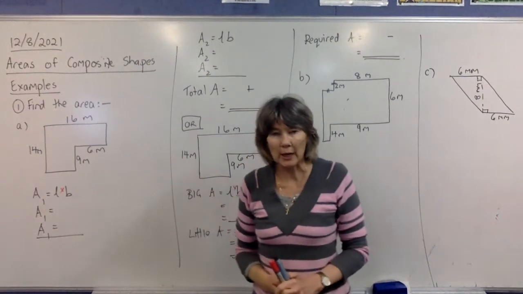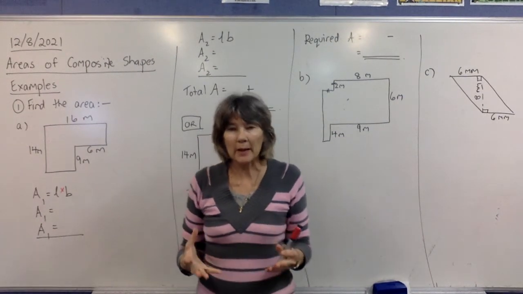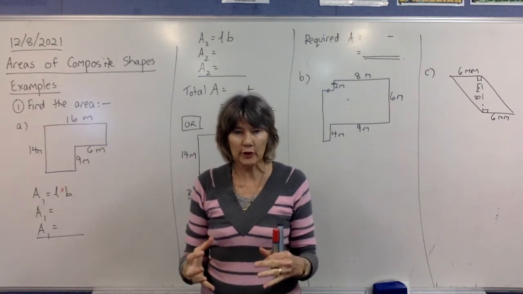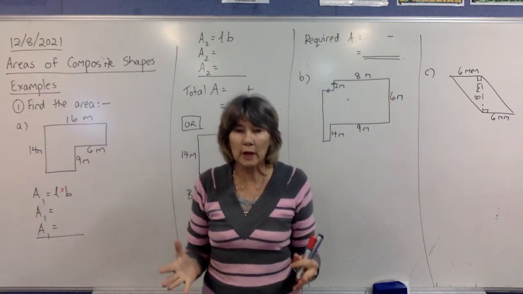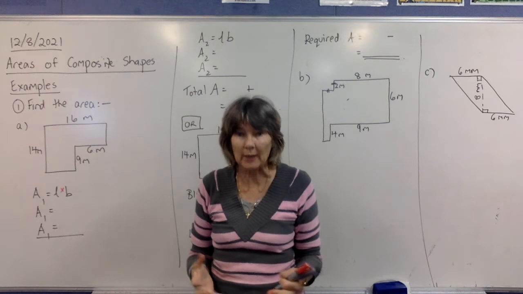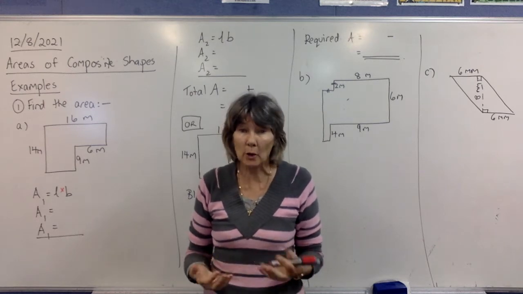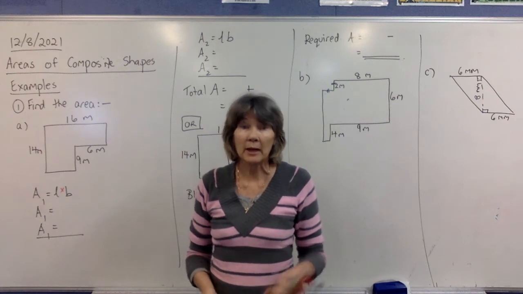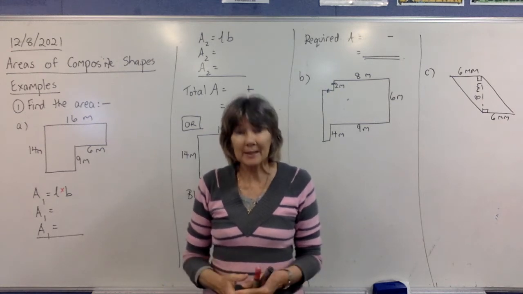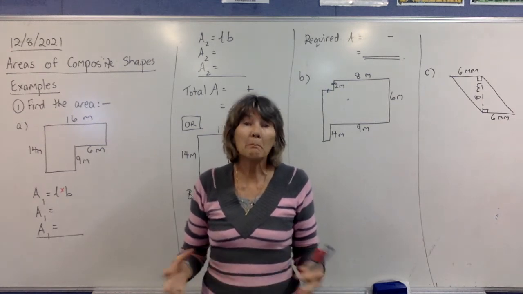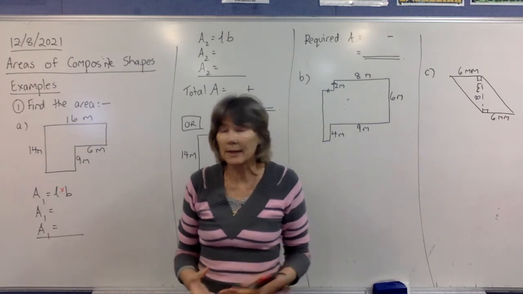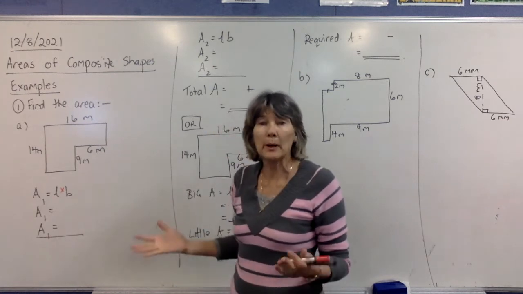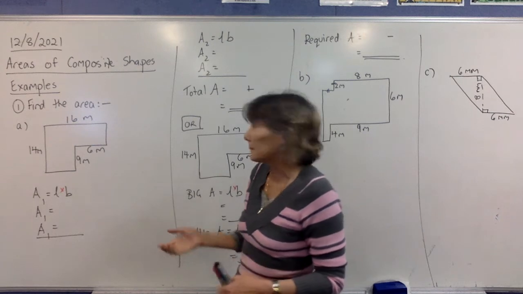Areas of composite shapes. So a composite shape is when you've got a few different shapes. You might have two or more shapes put into the same shape. Right? Some of you may have been in composite classes before. A composite class is when you might have year 2 and year 3 in the same class. So it's combining two or more things together. So a composite shape, we're combining two or more shapes.